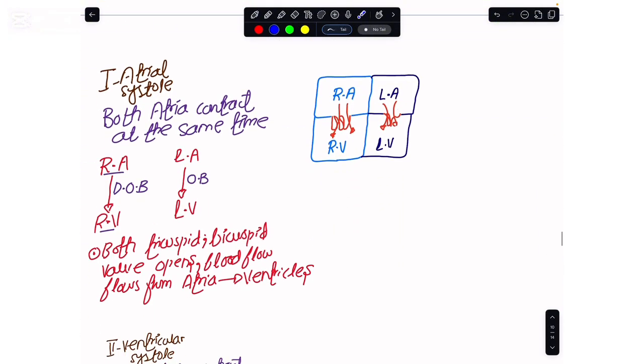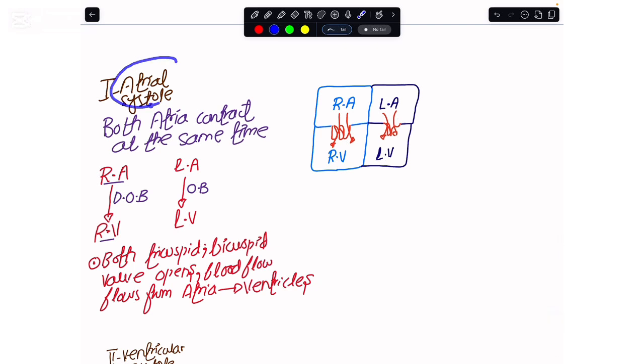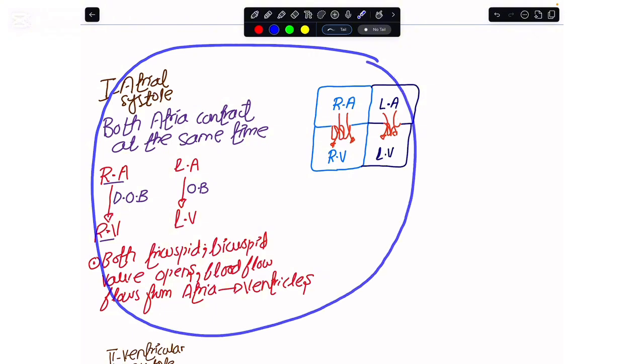Let us see what happens in the atrial systole. When the atrial systole is happening, the right atrium and the left atrium both contract at the same time. From the right atrium, the deoxygenated blood comes into the right ventricle, and the oxygenated blood from the left atrium comes into the left ventricle. At this point, both the tricuspid valve on the right side and the bicuspid valve on the left side open at the same time. This is how the atrial systole takes place.